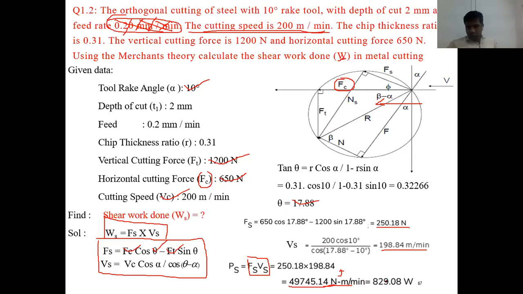Then what you need to do? You need to divide this by 60. If you divide by 60, you're going to get this value: 829.08 is the answer. This is the work done in watts. Because .08 is a small value, maybe you can consider it as 829 watts. So 829 watts of power is required for cutting this material.